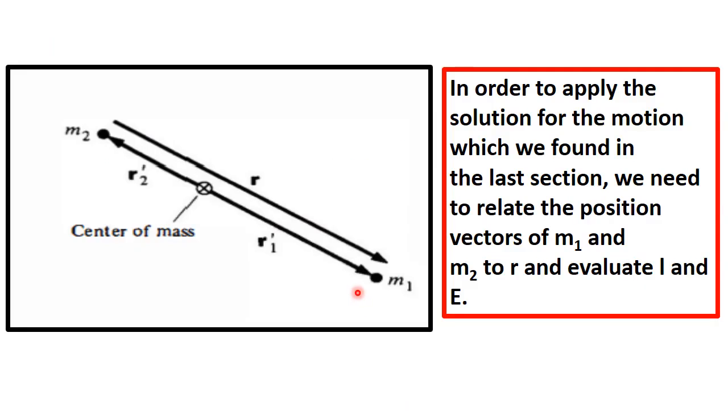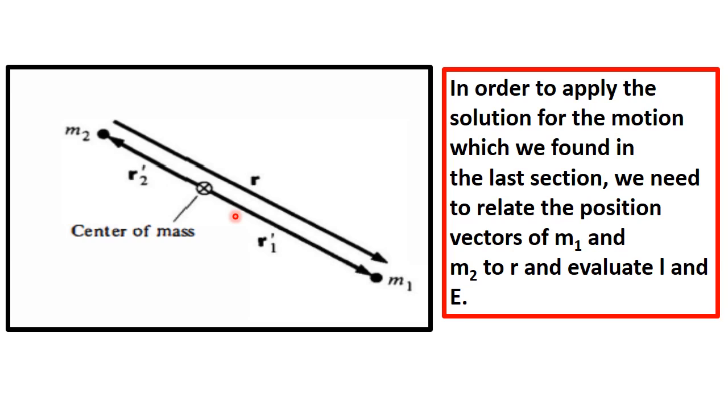In this figure, you can see the two particles M1 and M2 and the position of the center of mass at this circle. With respect to the center of mass, the position coordinates of the two particles are R1 dash for M1 and R2 dash for M2, and the R vector is in this direction.